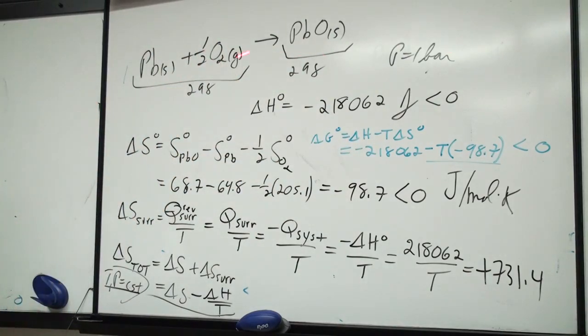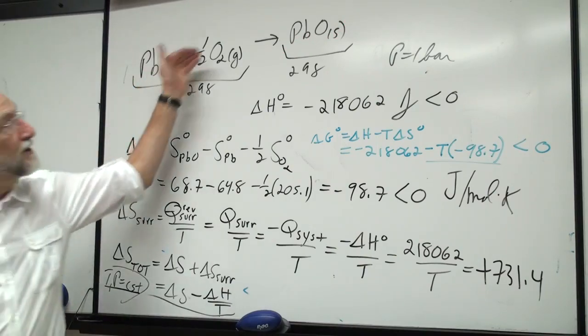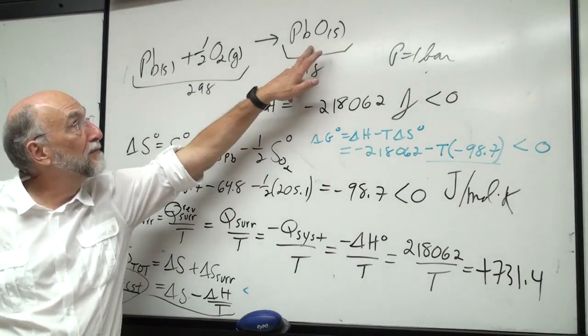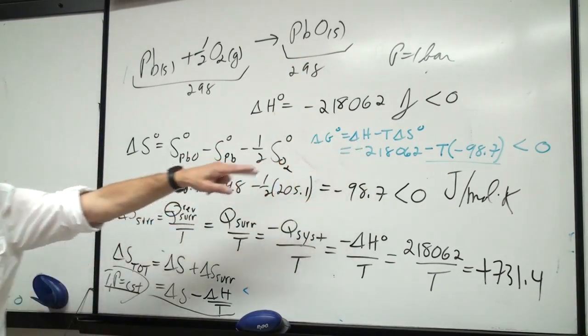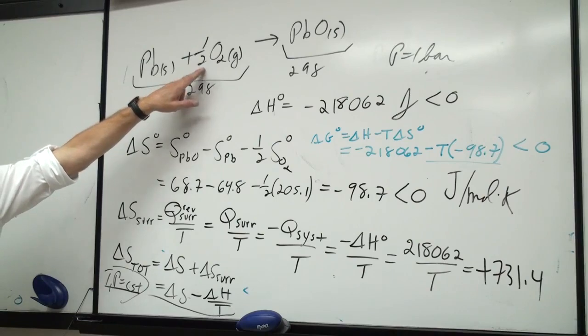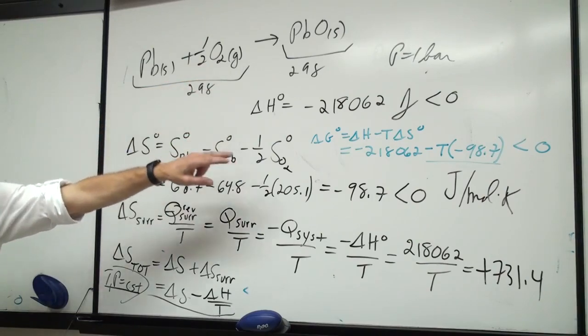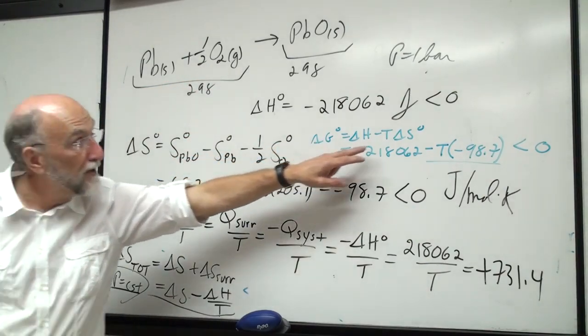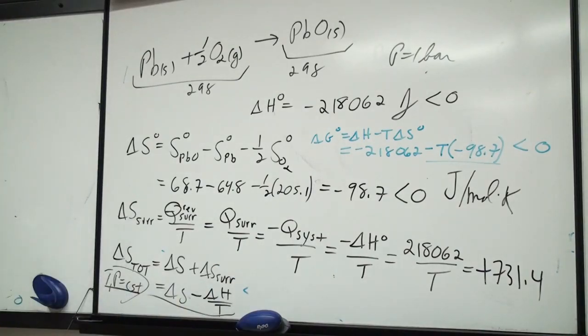So in this reaction, there's a competition. The strong bonds in PbO tend to favor the products. That's the delta H term, which is negative. The disorder favors the reactants because there's a gas there, and that is the delta S term. The delta S term is multiplied by T. So as you increase the temperature, the things vibrate more and more and more. This favors the thing flying apart.